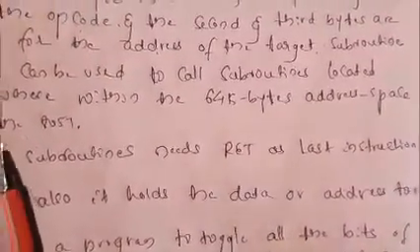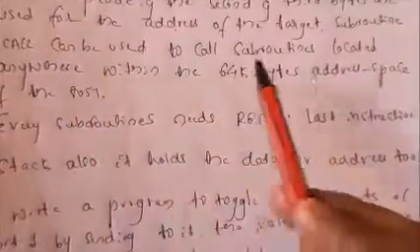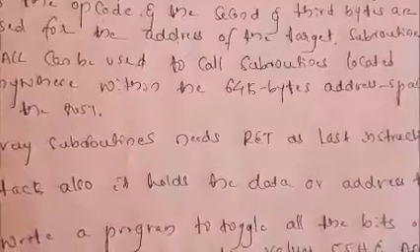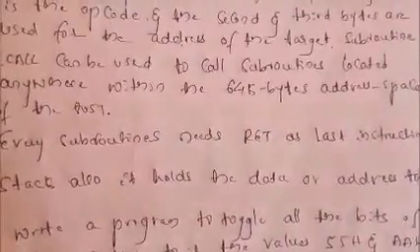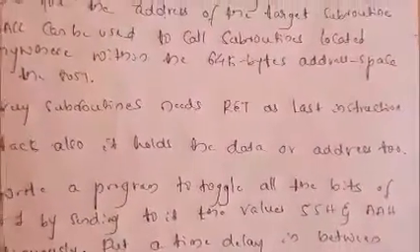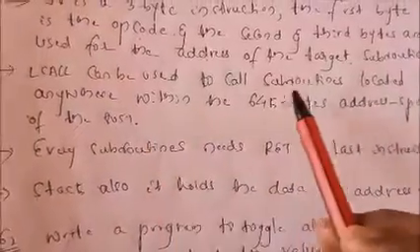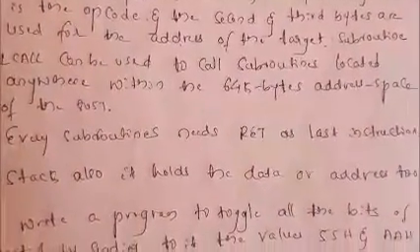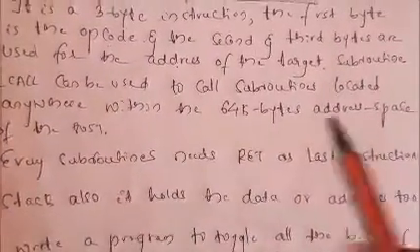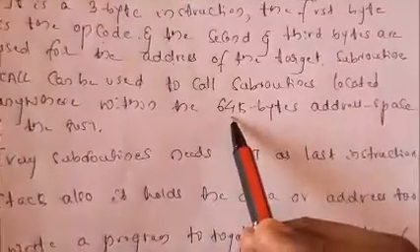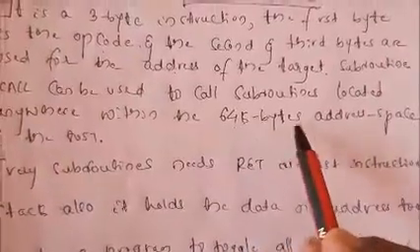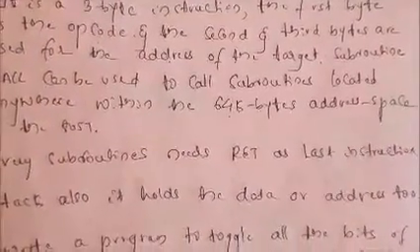One more thing you need to understand: LCALL can be used to call subroutines located anywhere within the 64K bytes. We already know that we can interface a maximum of 64K of memory. So you can write these subroutines anywhere within the 64K. That means in LCALL, L stands for long. Long means a maximum 64K memory interface, so we can call subroutines anywhere within the 64K bytes of the address space of the 8051.